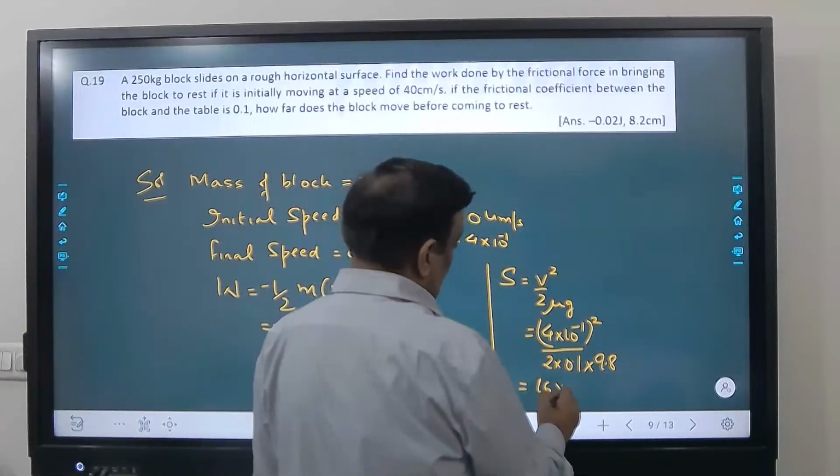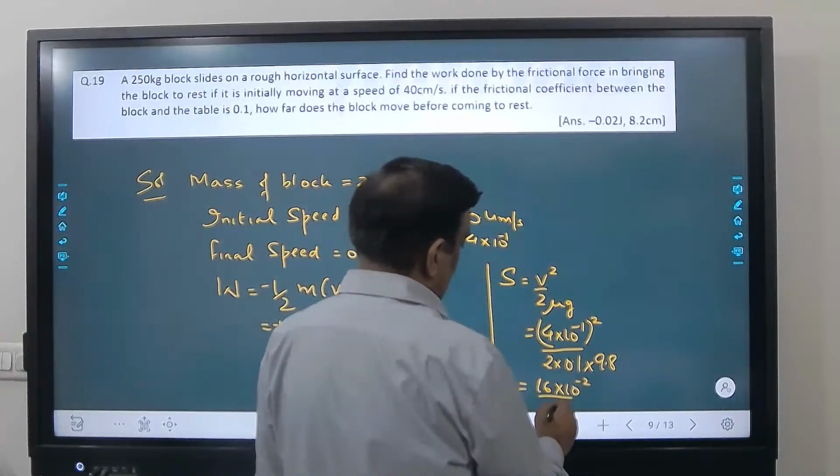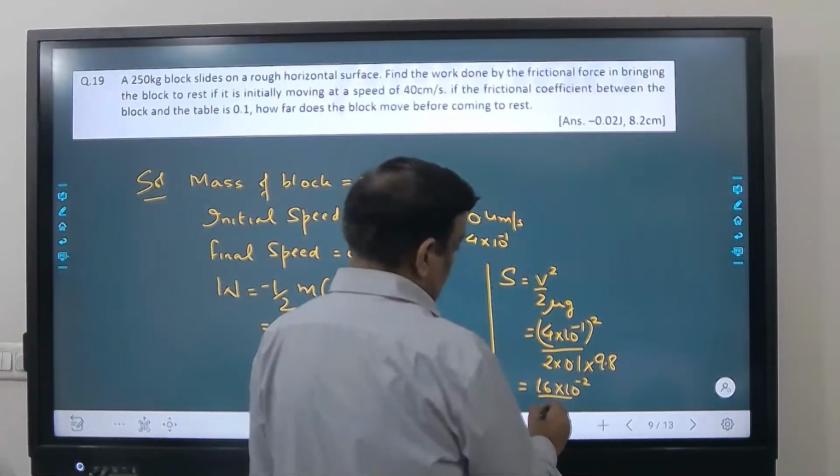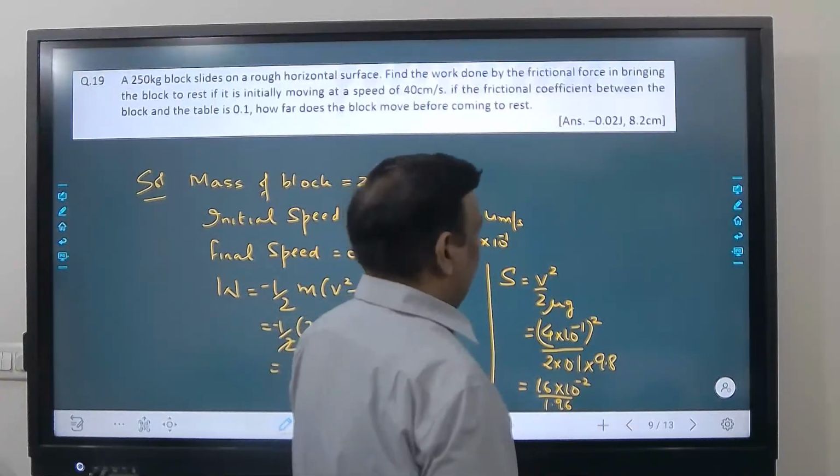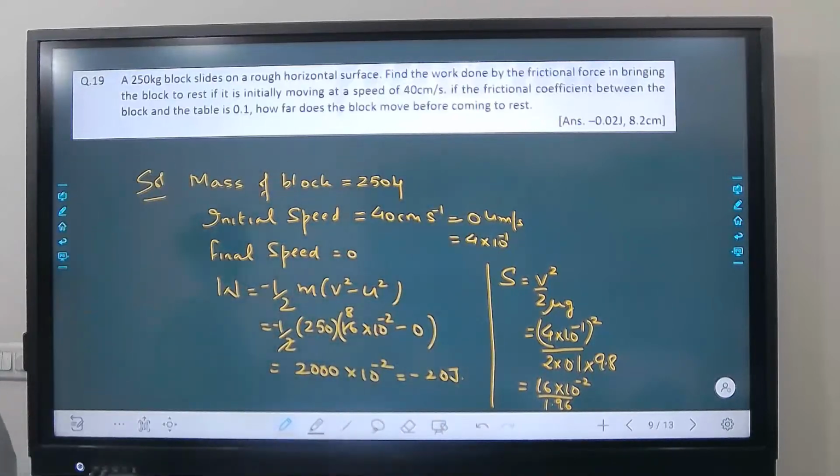Which is 16 into 10 raised to power minus 2 upon 1.96. So this will be the stopping distance.